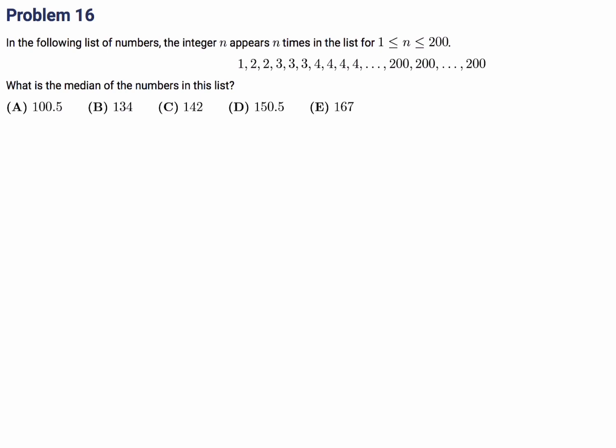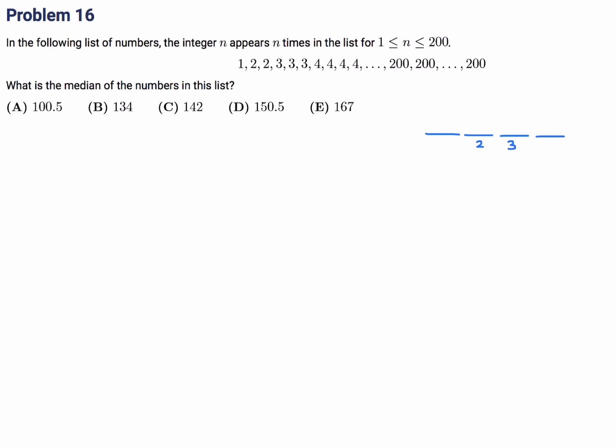In the following list of numbers, the integer n appears n times in the list for n between 1 and 200 inclusive. What is the median of the numbers in this list? Let's start off with a very simple example. Let's say there's 4 numbers, and I said, what's the median? Well, you take the second number and the third number and add them and divide by 2. It would be the average of those 2 middle numbers.